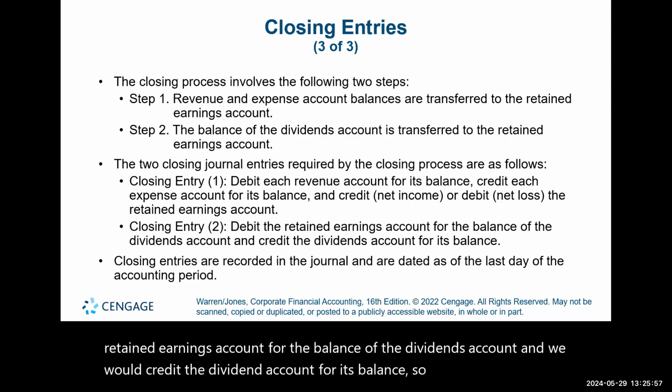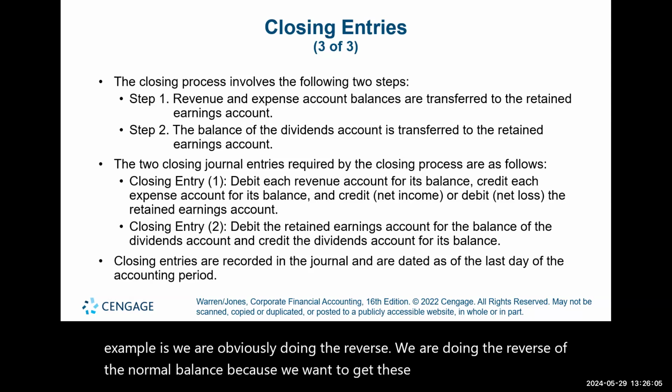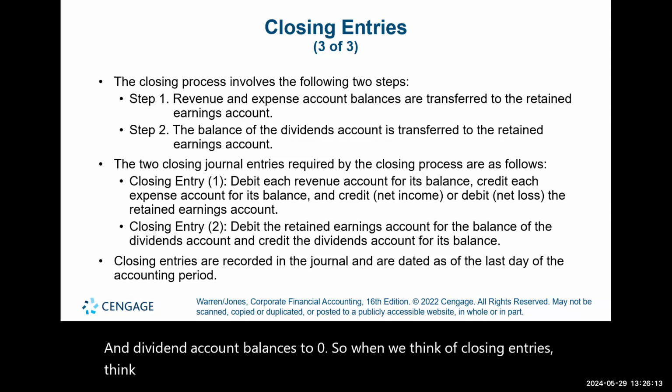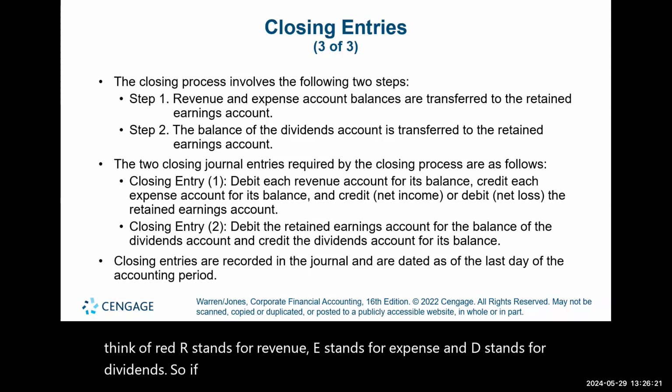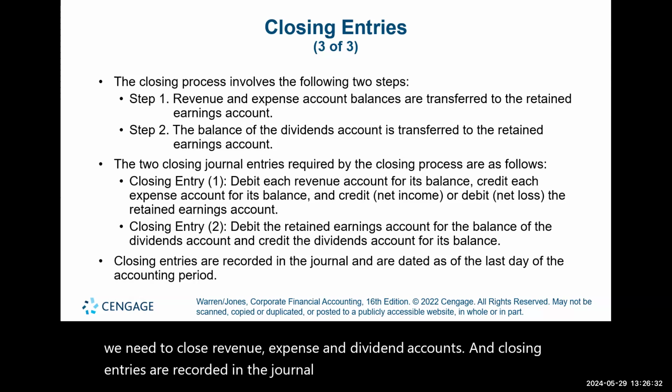What we see in this example is that we are doing the reverse of the normal balance, because we want to get these revenue, expense, and dividend account balances to zero. So when we think of closing entries, think of red. R stands for revenue, E stands for expense, and D stands for dividends. If we do not complete this process, we will be in the red. So we need to close revenue, expense, and dividend accounts. Closing entries are recorded in the journal and are dated as of the last day of the accounting period.